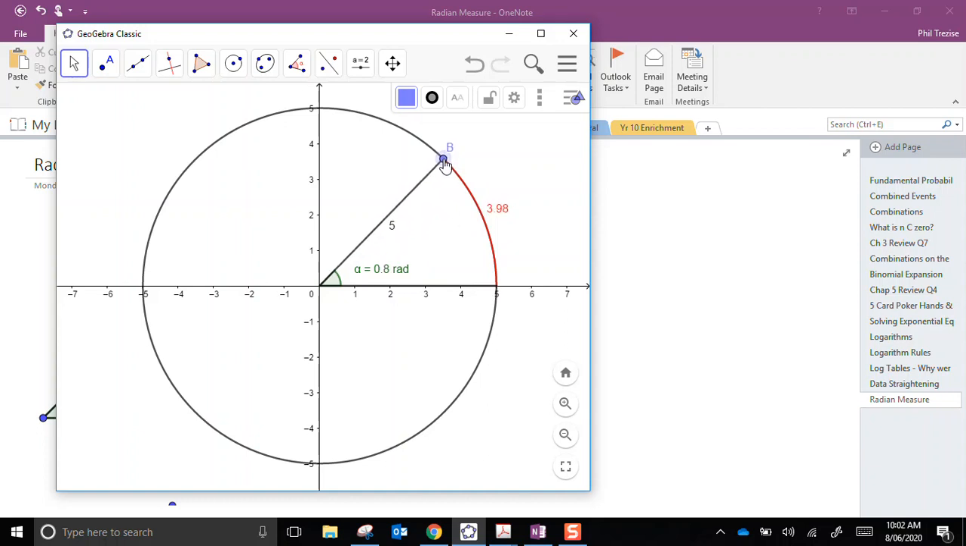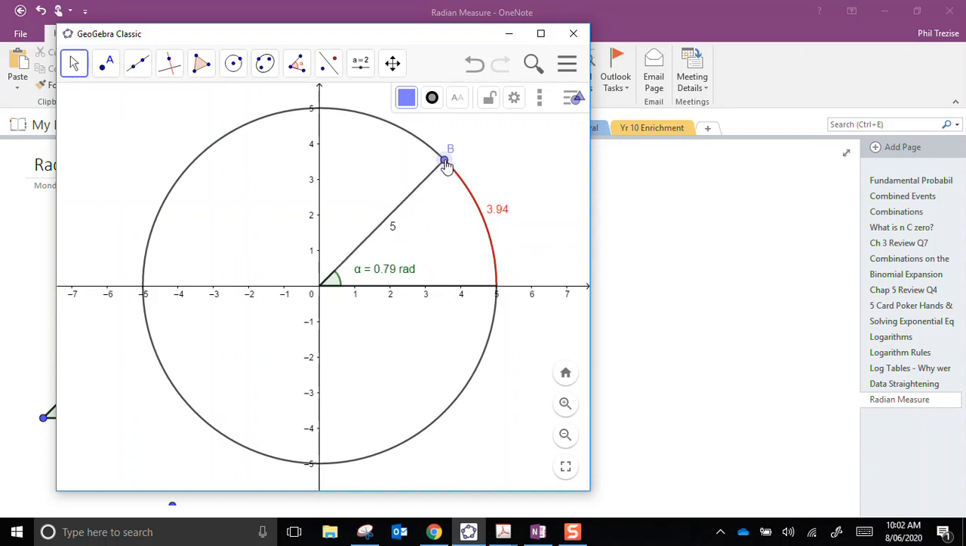Radians are a way of measuring angles. I'm just trying to stop there somewhere close to 4. Oh, I almost had it. That's close enough. So if my length around the arc is 4 and I have an angle of 0.8, it seems to me that the way we calculate the size of this angle is we take the length of the red curve, 4, and divide by the radius, 5.